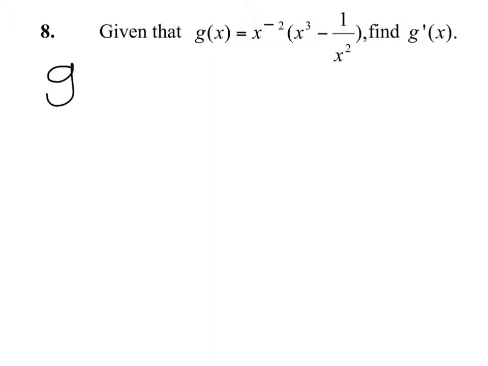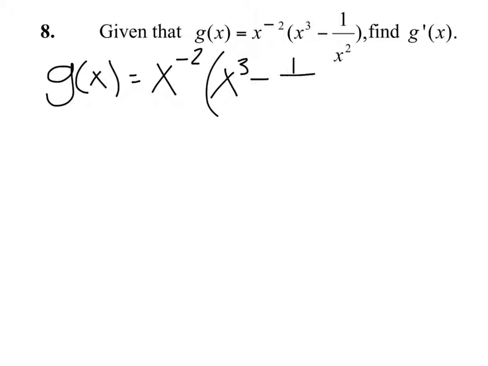So we'll write down what we have to begin with, which is g of x equals x to the power minus 2, bracket x cubed, take away 1 over x squared. So if we want to prepare this for differentiation, we'll need to remove the brackets first of all.